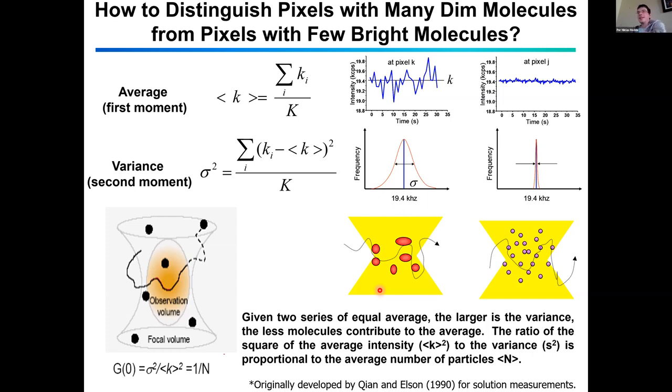Also, you can get the average number of molecules from this, similar to single-point FCS or RICS, where the variance divided by the average intensity squared is proportional to 1 over the average number of molecules inside your observation volume.